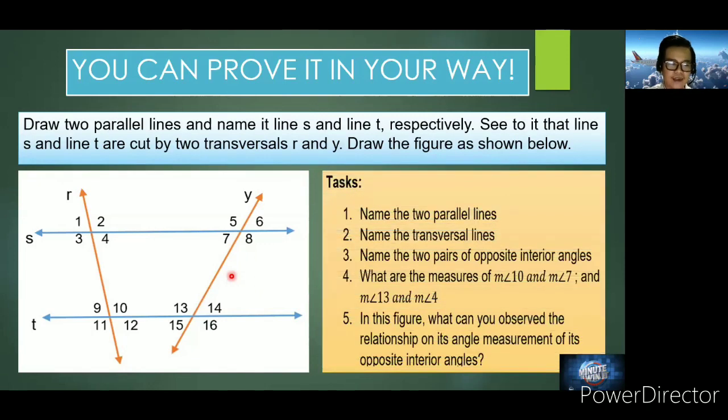Now, your tasks are the following. Name the two parallel lines. Name the transversal lines. Name the opposite interior angles. Also, what are the measures of angle 10 and angle 7 and angle 13 and 4? And also in this figure, what can you observe? The relationship on its angle measurement of its opposite interior angles.